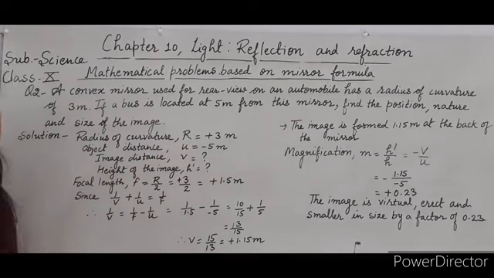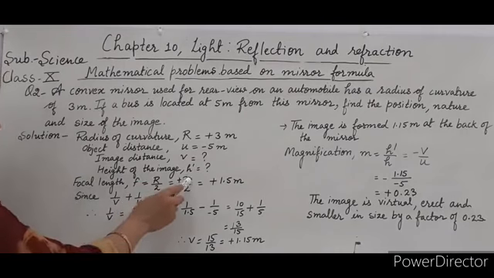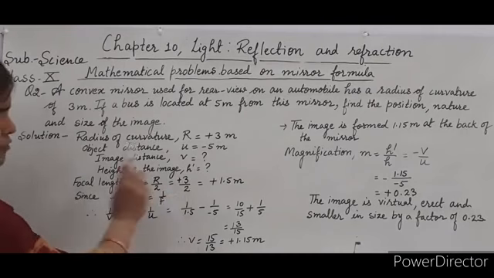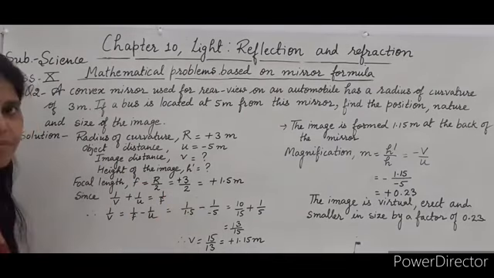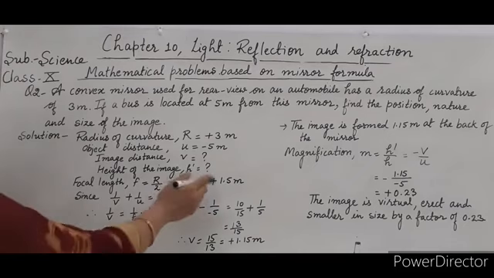R is given as 3 meter radius of curvature, and we know that radius of curvature is equal to twice the focal length. Capital R is equal to twice of f, small f. So focal length f is equal to R by 2. The radius of curvature is 3 meter, so half of 3 is equal to 1.5 meter. So focal length is equal to plus 1.5 meter.